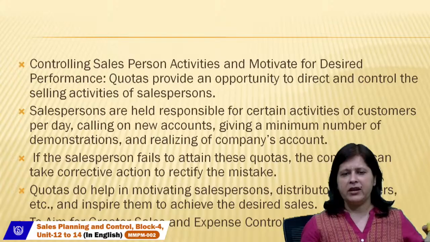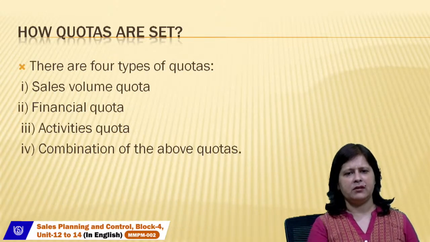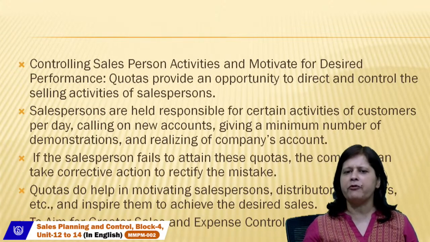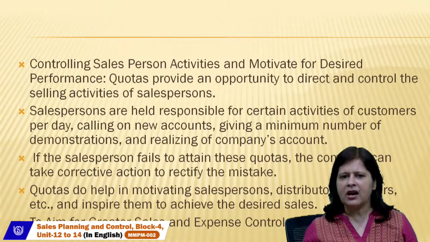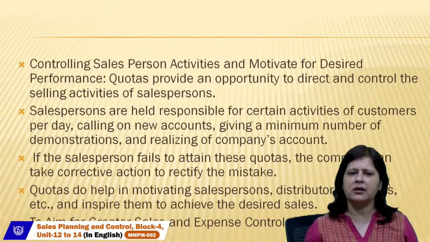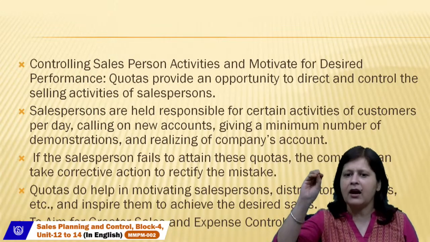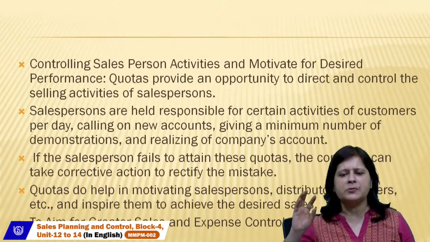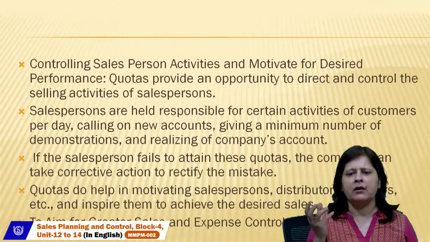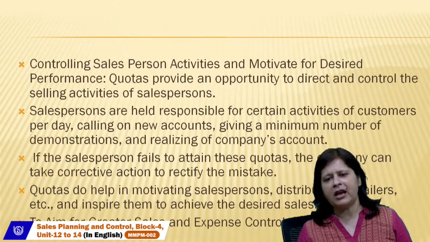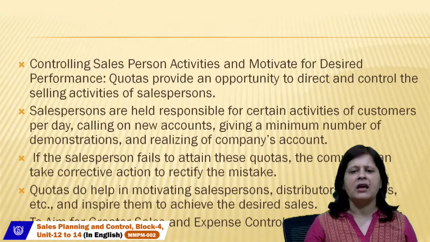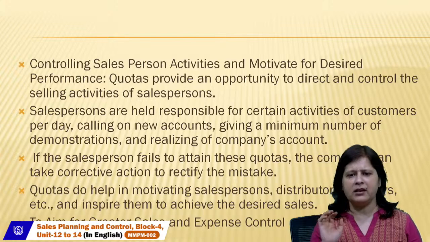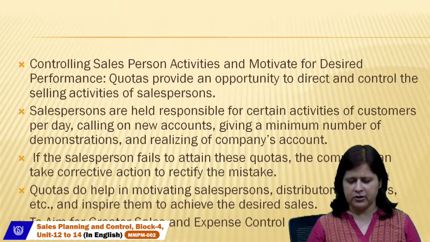So these are the various things which quota helps, right? Why quota? Because of these things, right? It controls the salesperson performance activities and motivates the desired results. Salespersons could be held responsible for certain activities. We can set the accountability of the salesperson, right? If the salesperson is unable to achieve the target, we can take actions or can rectify our mistakes, and this quota helps in taking the desired actions and achieving the desired sales. The aim is greater sales and expense control, right?